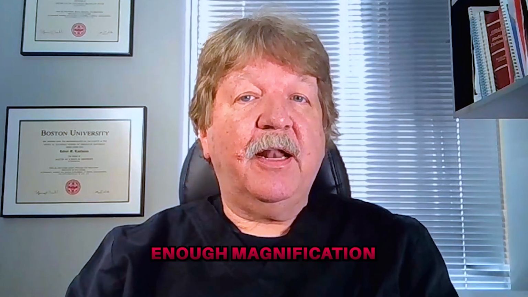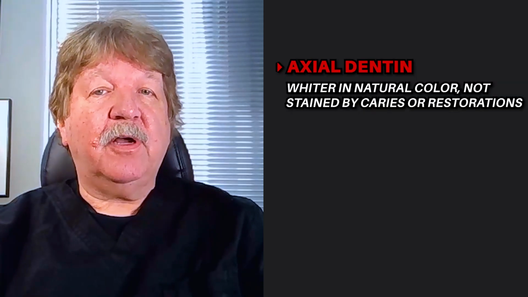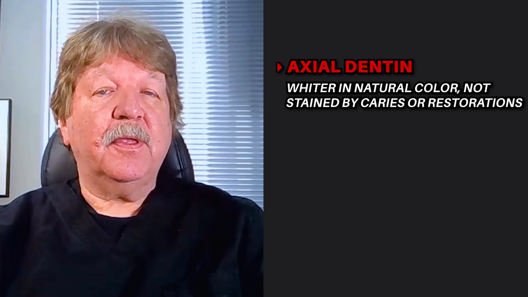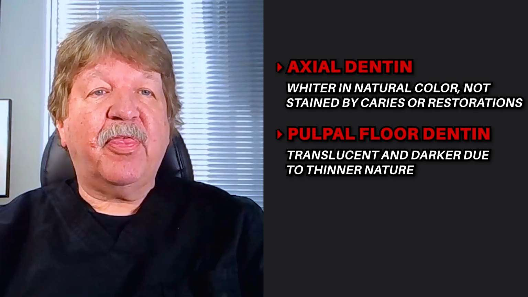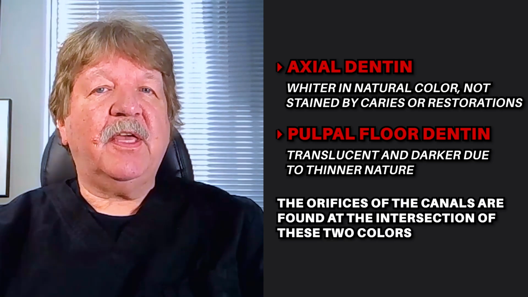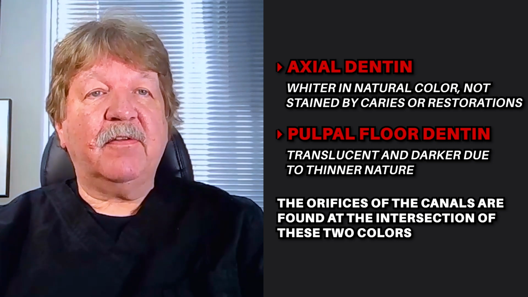It's essential that the clinician has enough magnification and illumination to be able to see this difference. Axial dentin is usually much whiter in its natural color when not stained by caries or restorative materials such as amalgam. Because the dentin of the pulpal floor is somewhat translucent and somewhat thinner, it generally has a darker appearance. The orifices of the canals are found at the intersection of these two colors. Exceptions can occur in cases with heavy calcification.